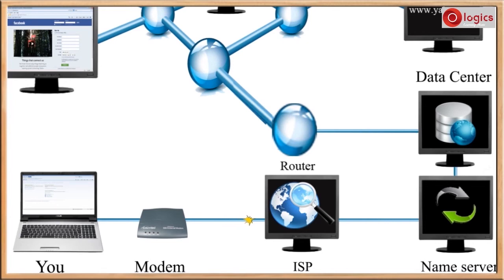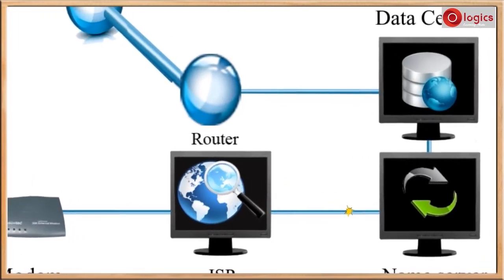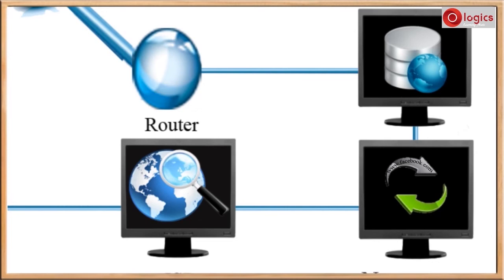The request goes to the Internet Service Provider, an organization that provides access to the Internet. Then to the name server. The name server is a part of the Internet Service Provider, which does the conversion from domain name to IP address, or IP address to domain name. The request goes to the data center. The data center gives the direction to reach the destination server.